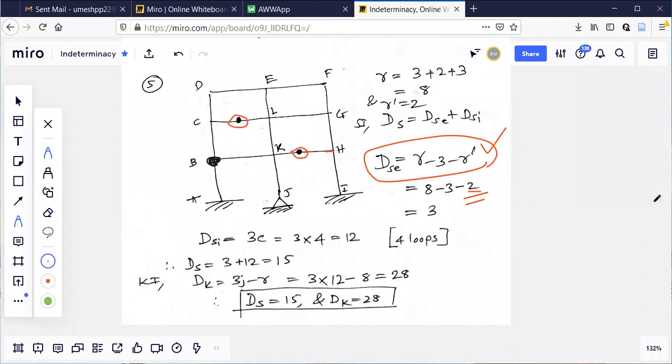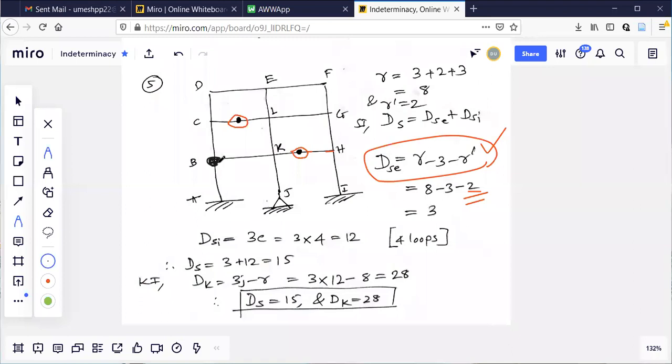What is the value of R dash now? Only for this, imagine these two are not there. Only one hinge, which is at the junction, is given. Now, can you tell me what is the value of R dash?